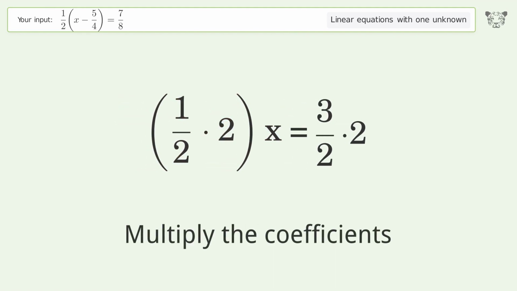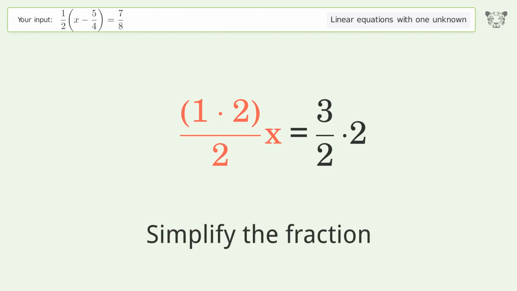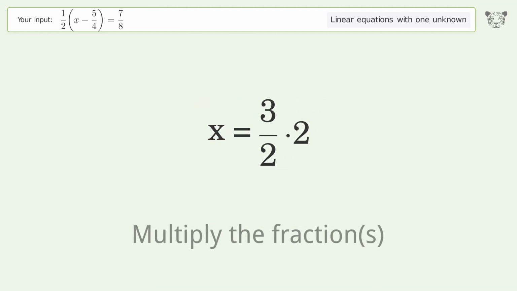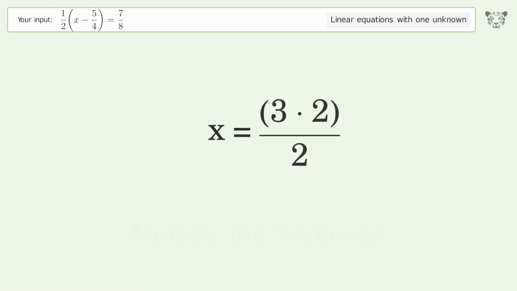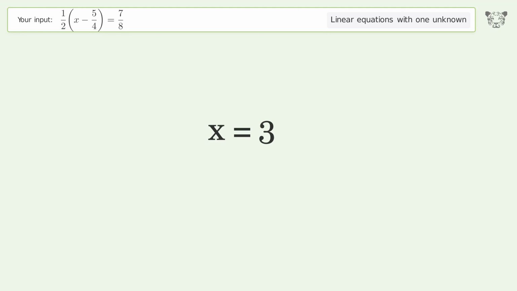Multiply the coefficients. Simplify the fraction. Multiply the fractions. Simplify the arithmetic. And so the final result is x equals 3.